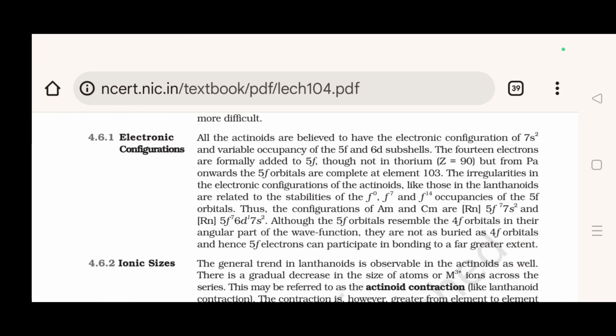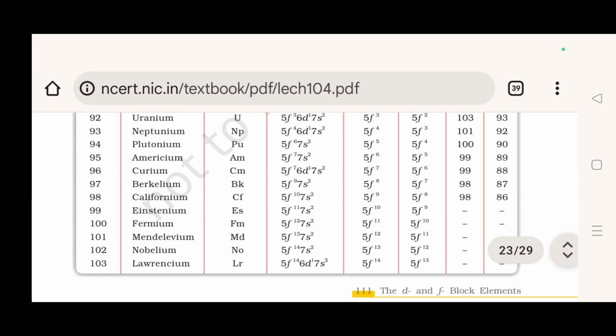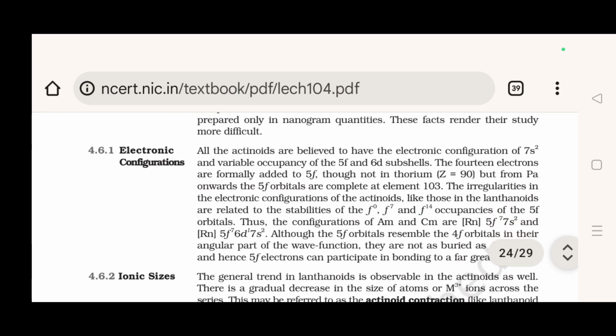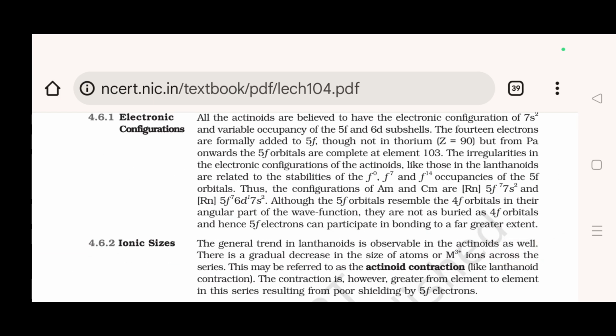The irregularities in the electronic configuration of the actinoids, like those in the lanthanoids, are related to the stabilities of the f0, f7 and f14 occupancy of the 5f orbitals. Thus the configurations of Am, which stands for americium, and Cm, which stands for curium, are [Rn] 5f7 7s2 and [Rn] 5f7 6d1 7s2. Rn is a noble gas.